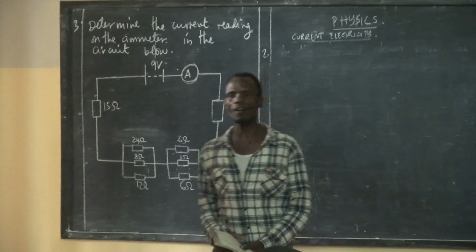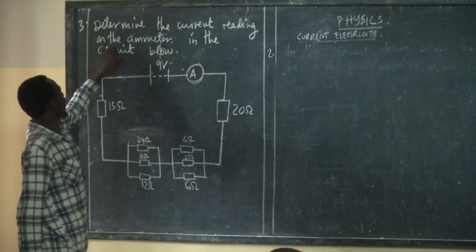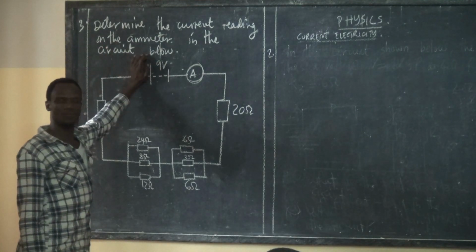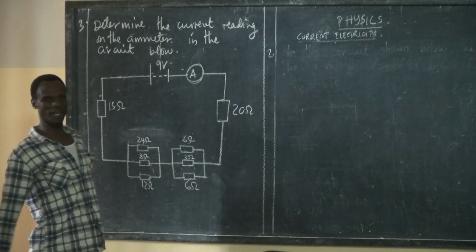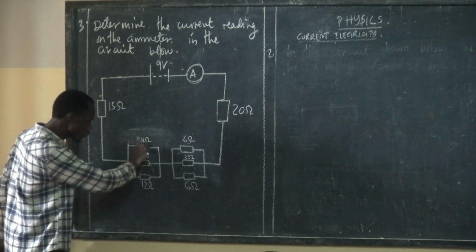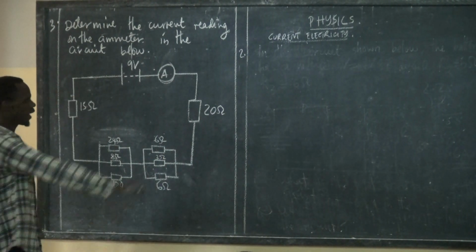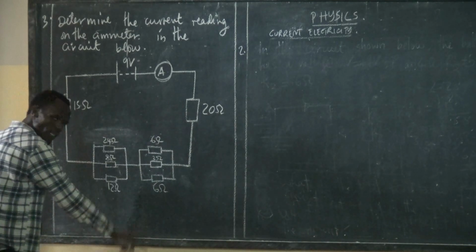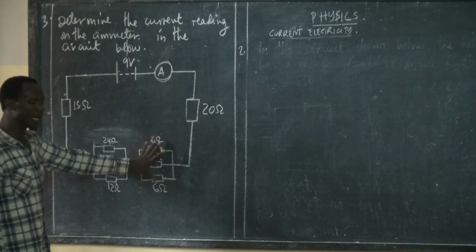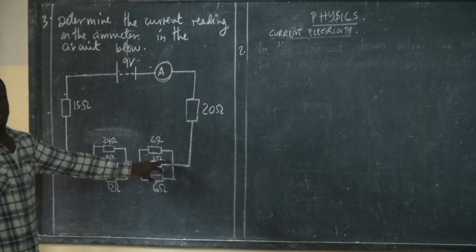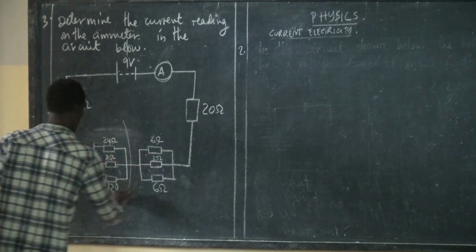There's the question. You've been asked to determine the current reading on the ammeter in the circuit below. You calculate the total resistance of the circuit. Then you finalize, and all of them are in series. Now the first set of parallel and the second set of parallel resistors. Now from here you have the total. The first step is this one.